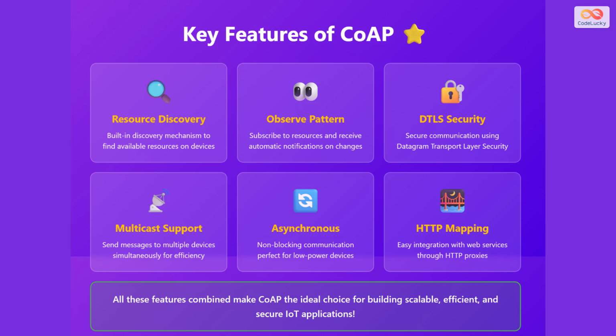CoAP includes several powerful features that make it ideal for IoT applications. Resource discovery is built into the protocol, allowing devices to automatically find available resources on other devices. The observe pattern enables clients to subscribe to resources and receive automatic notifications whenever they change, perfect for real-time monitoring.